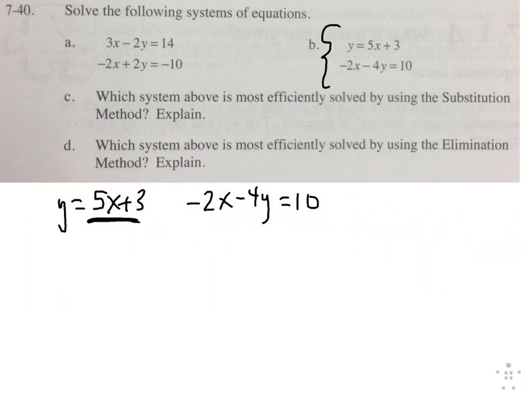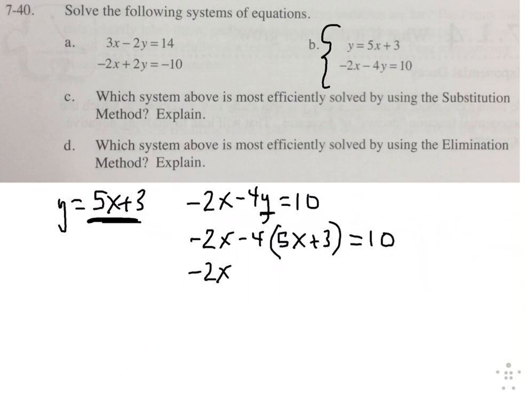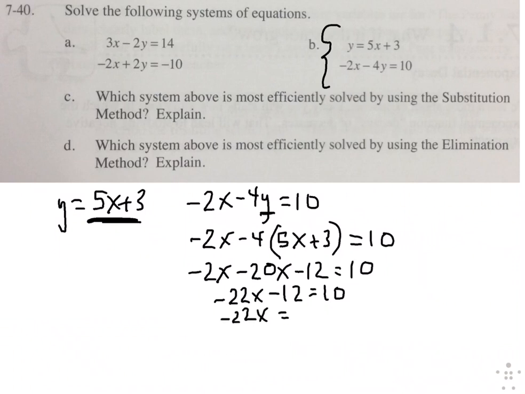I'm going to take this value of y and substitute it in. So I have negative 2x minus 4 times, and instead of writing y, I'm going to write 5x plus 3, equals 10. I'll distribute: negative 2x minus 20x minus 12 equals 10. Combine like terms: negative 2x and negative 20x is negative 22x, minus 12 equals 10. Add 12 to both sides: negative 22x equals 22, so x equals negative 1.